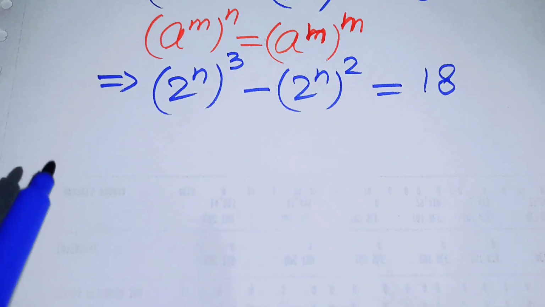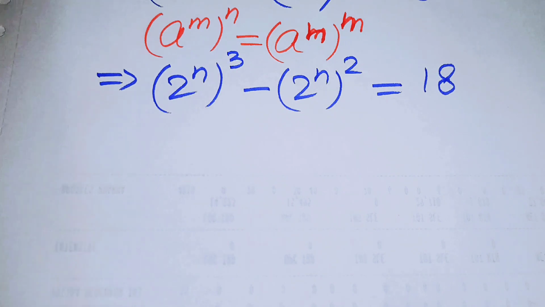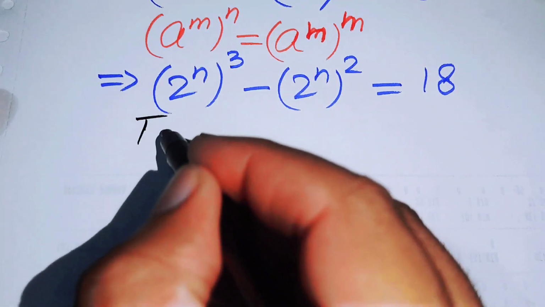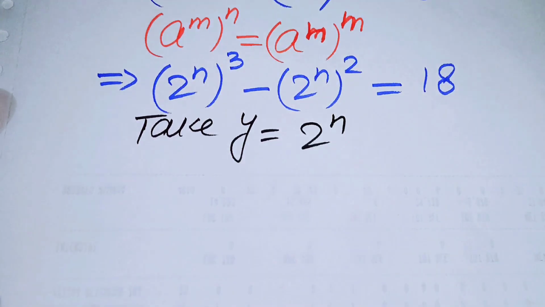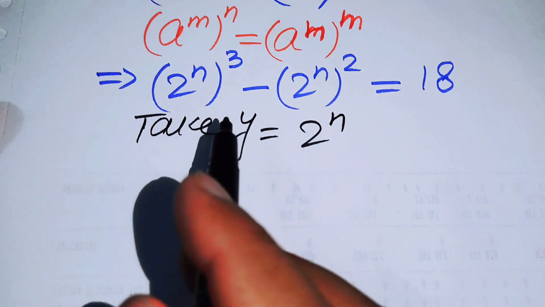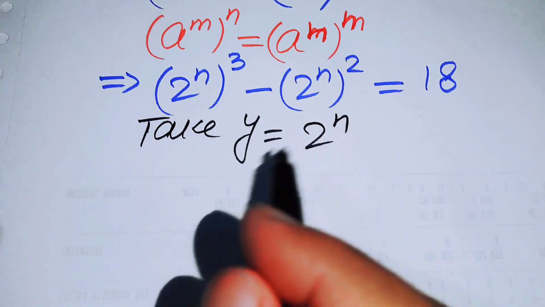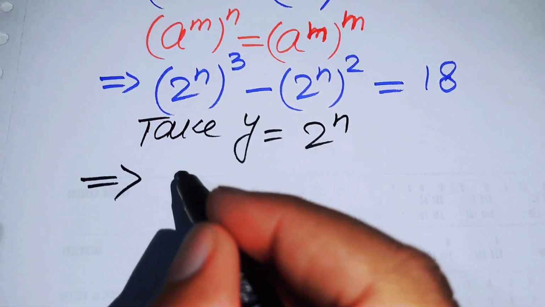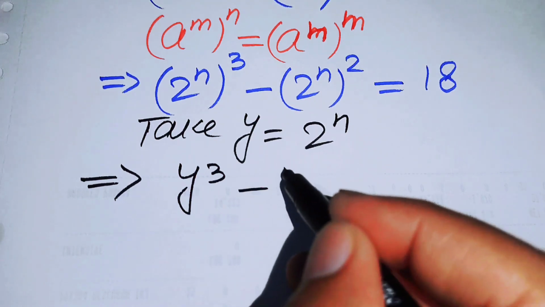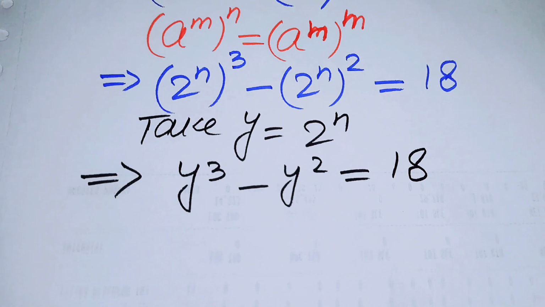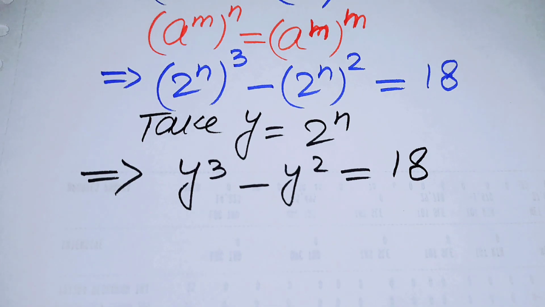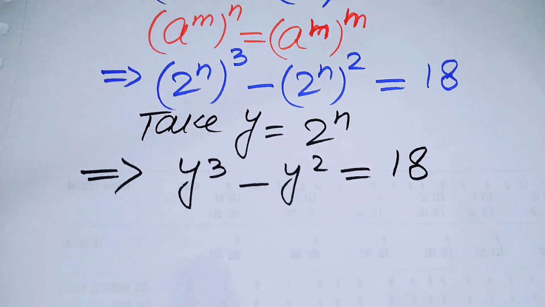In the next step we can change this exponential equation into a cubic form, so that we take y is equal to 2 to the power of n. When we take y is equal to 2 to the power of n, this equation becomes y cubed minus y squared is equal to 18. So it becomes this cubic form. Now we can solve this cubic equation.